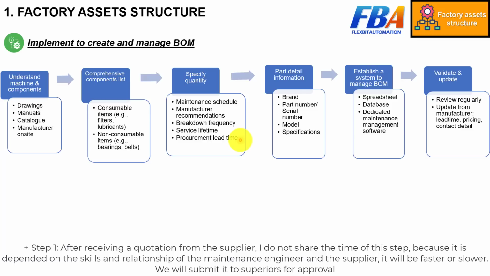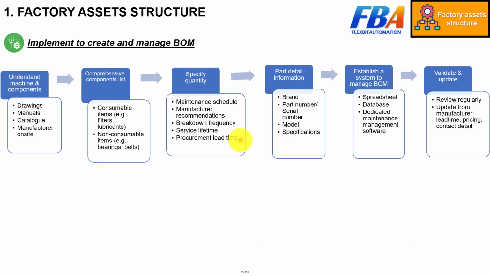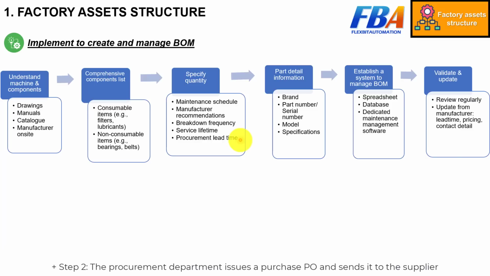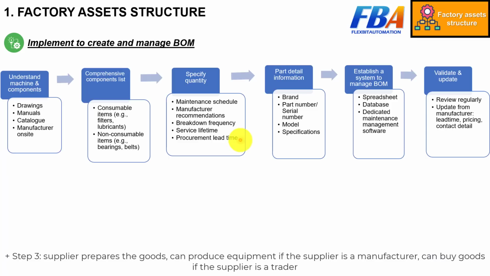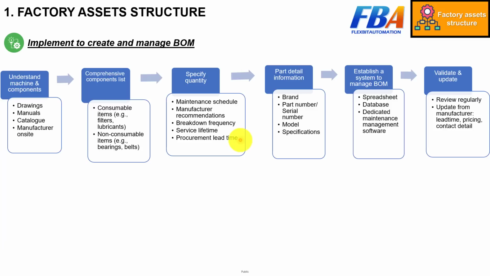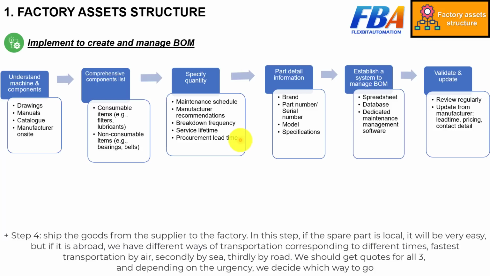We can submit it to the superior for approval. And step 2, the procurement department issues a purchase order, PO, and sends it to the supplier. And step 3, the supplier prepares the goods: they can produce the equipment if the supplier is a manufacturer, or buy goods if the supplier is only a trader. And step 4, ship the goods from the supplier to the factory, to us.